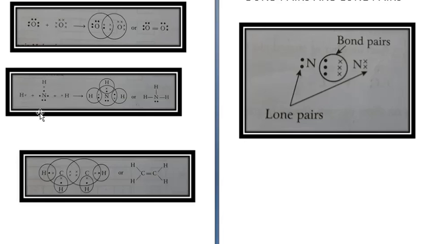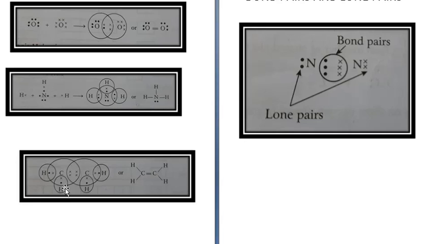Similarly in ammonia, nitrogen has 5 electrons, shown by the dots. Hydrogen has 1 each, so nitrogen shares with 3 hydrogen atoms, shown by crosses. Now nitrogen has 8 and each hydrogen has 2, so NH3.